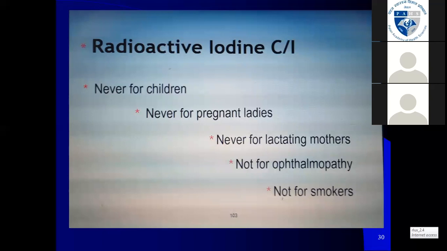The contraindications of radioactive iodine are that we should not give it to children, pregnant ladies or lactating mothers, and not in ophthalmopathy, and not in smokers. This is because if the patient is a smoker and has Graves' disease, the ophthalmopathy is much more exaggerated.